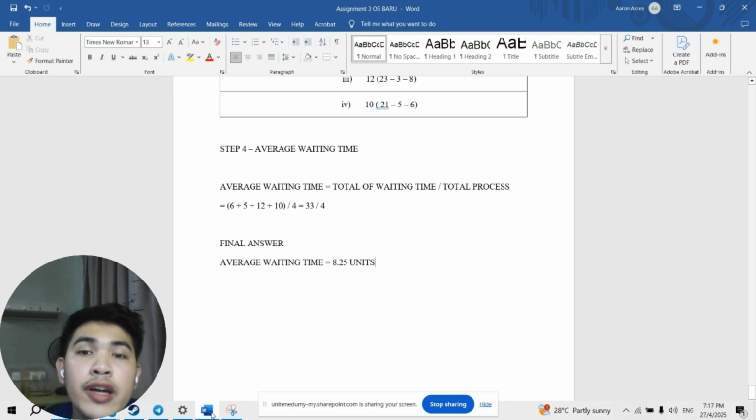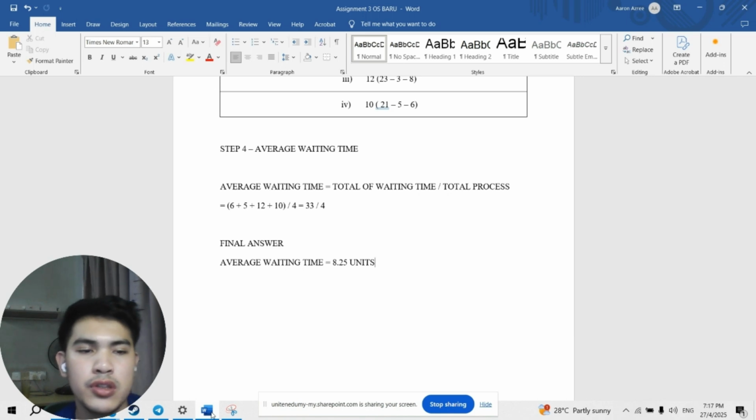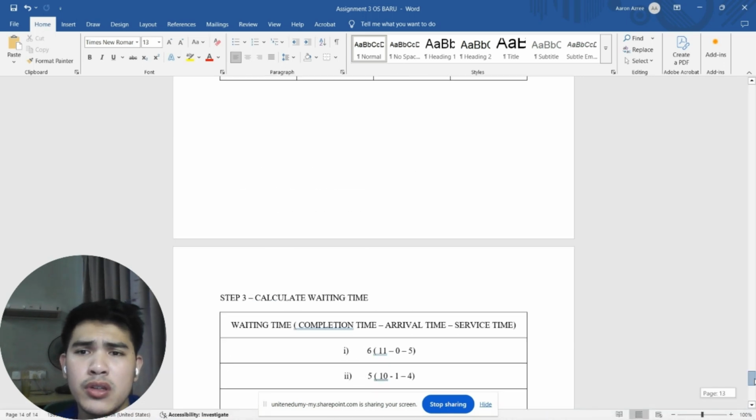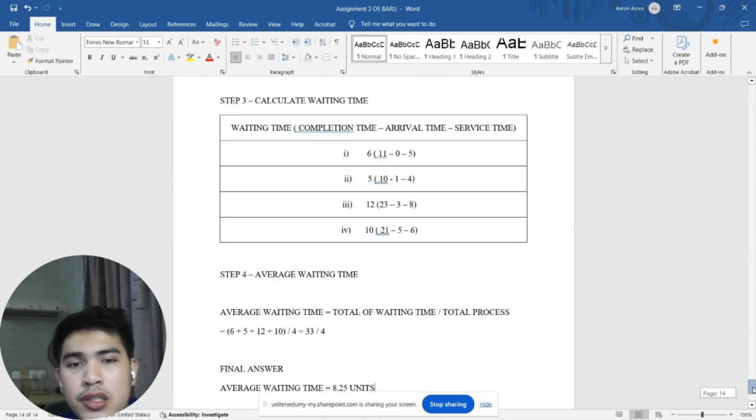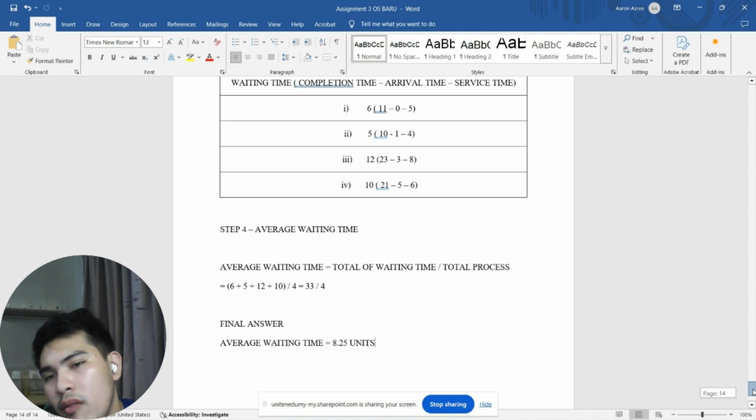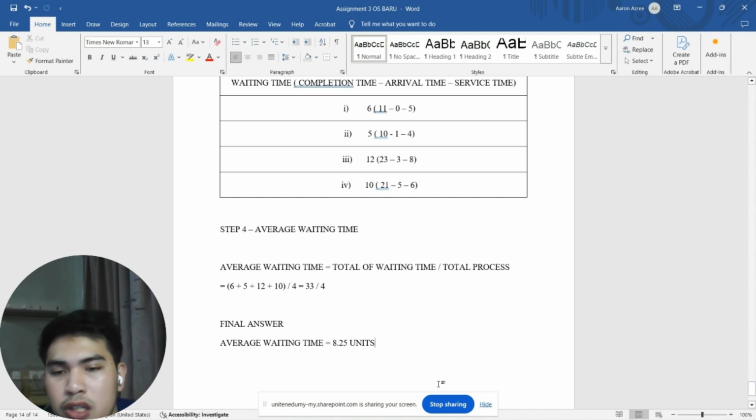For the final part of our assignment 3, I will be explaining the final answer for question F, for feedback. As stated by my colleagues in the previous explanation of this question, the final answer is the average waiting time, which is equal to 5 units. That comes from taking the total amount of waiting time divided by the total number of processes. That's just the answer.